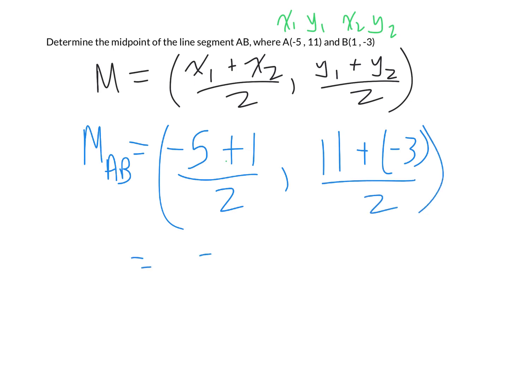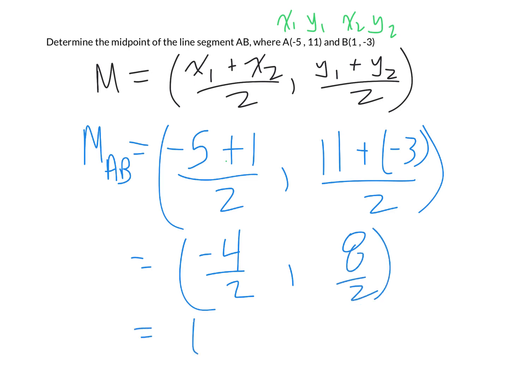-5 plus 1 gets me to -4/2. And then 11 plus -3 gets me to positive 8/2. And I've picked some better values in past examples. That's -2, 4. And there is my midpoint of line segment AB.